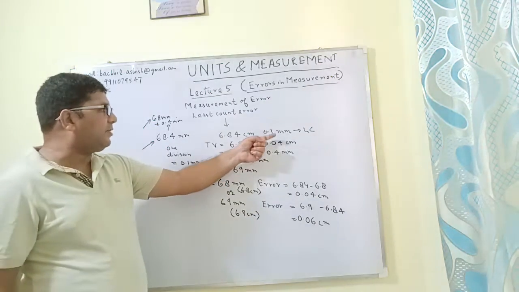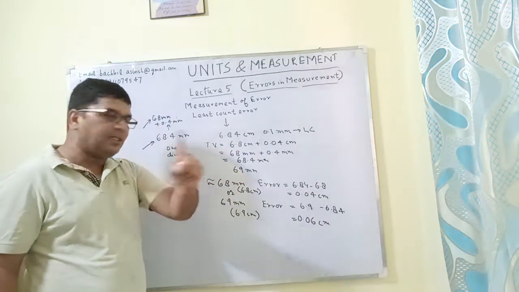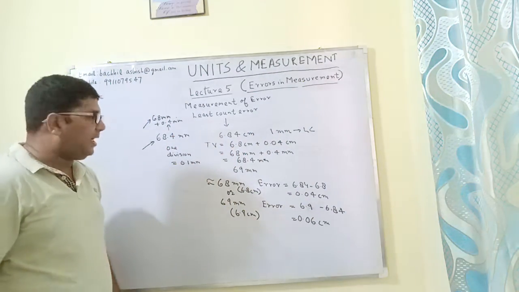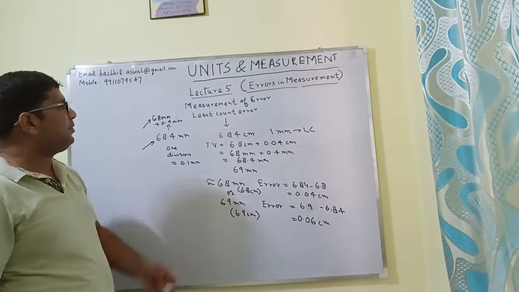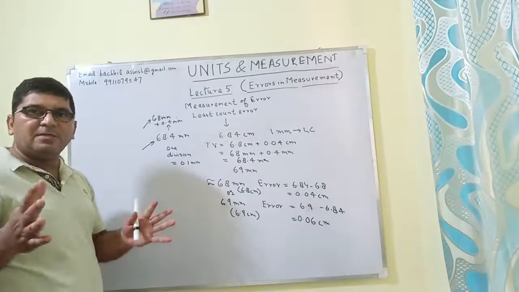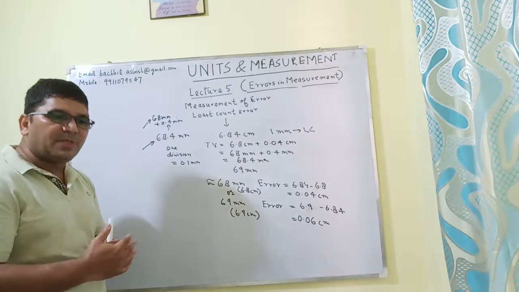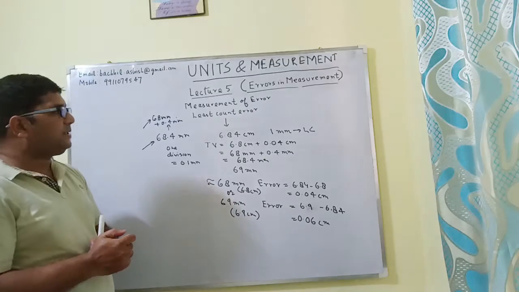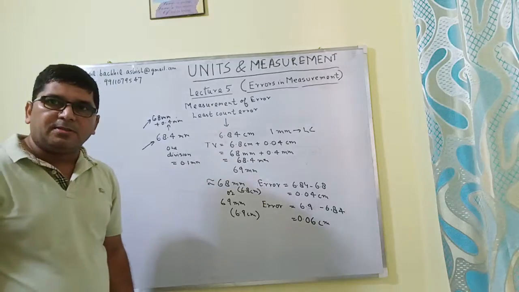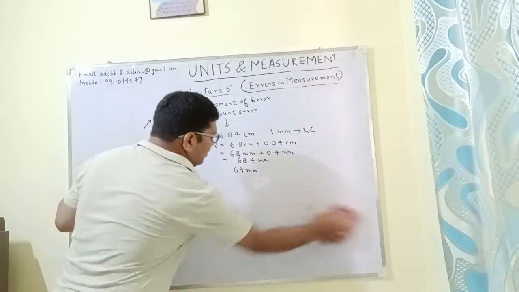But in this case it will never be. You cannot measure 6.84 centimeter with an instrument having a least count of 1 mm. So I think that with the help of this example you must have understood what the least count error is, and what the limitations are in the measurement of any physical quantity with respect to the least count of that particular instrument. So now let's move on to the next topic.